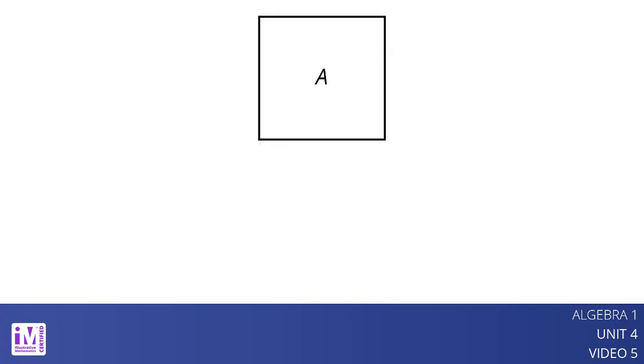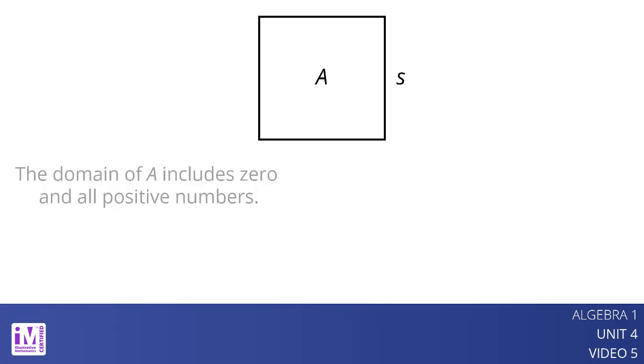A gives the area of a square in square centimeters as a function of its side length, s, in centimeters. The input of A can be 0 or any positive number such as 4, 7.5, or 19/3. It cannot include negative numbers because lengths cannot be negative. The domain of A includes 0 and all positive numbers, or s greater than or equal to 0.